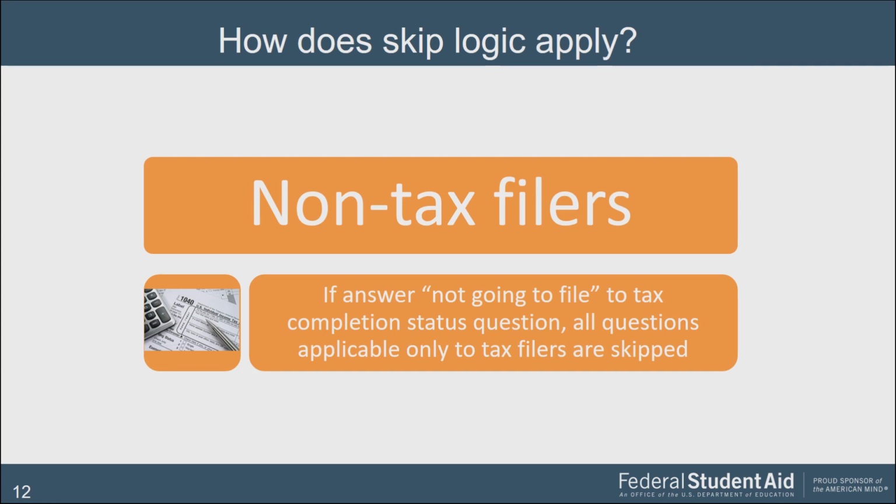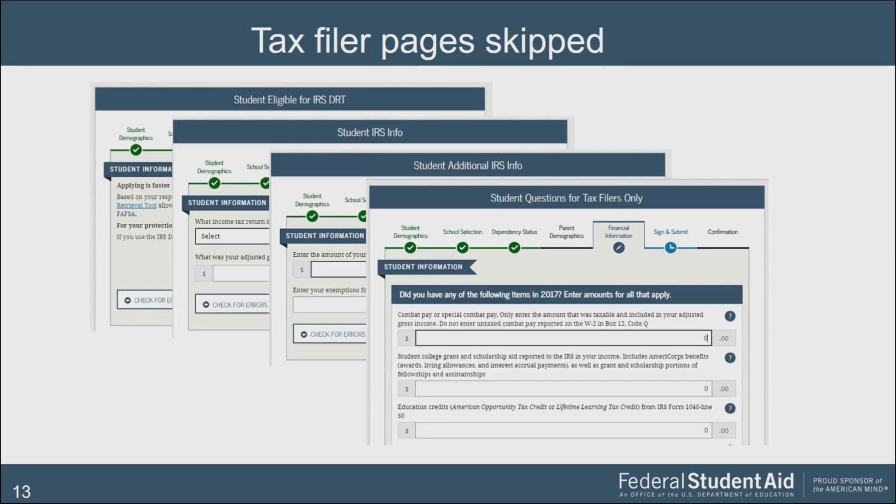And then also another good use of the skip logic is for the non-tax filers. So when you're giving your financial information, if you say, I'm not going to file taxes, then all the questions that are applicable only to the tax filers are skipped. You would see in a situation like that, here's all of the fields that you would skip. We're not going to ask you AGI, exemptions, taxes paid, any of the information that would come off of your tax forms. We're just going to skip those questions.